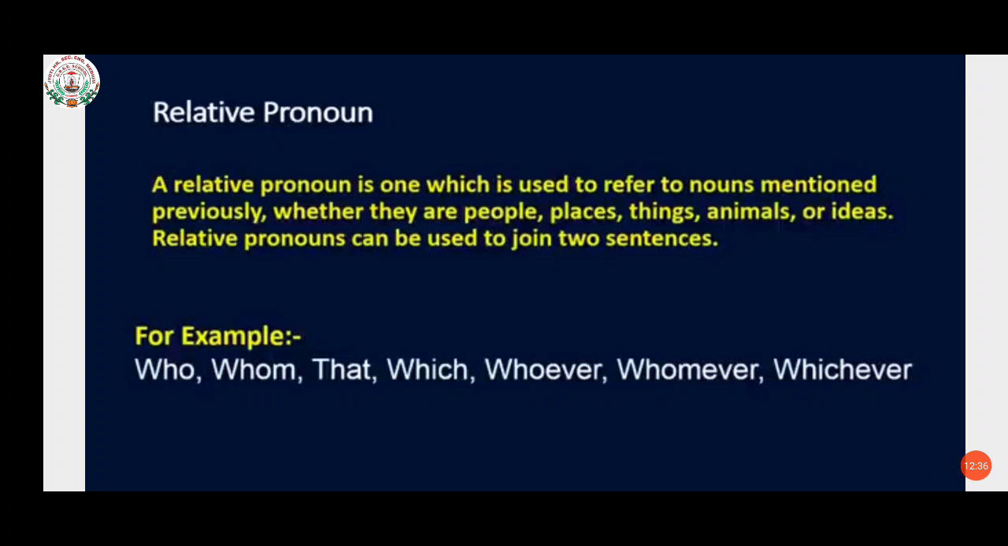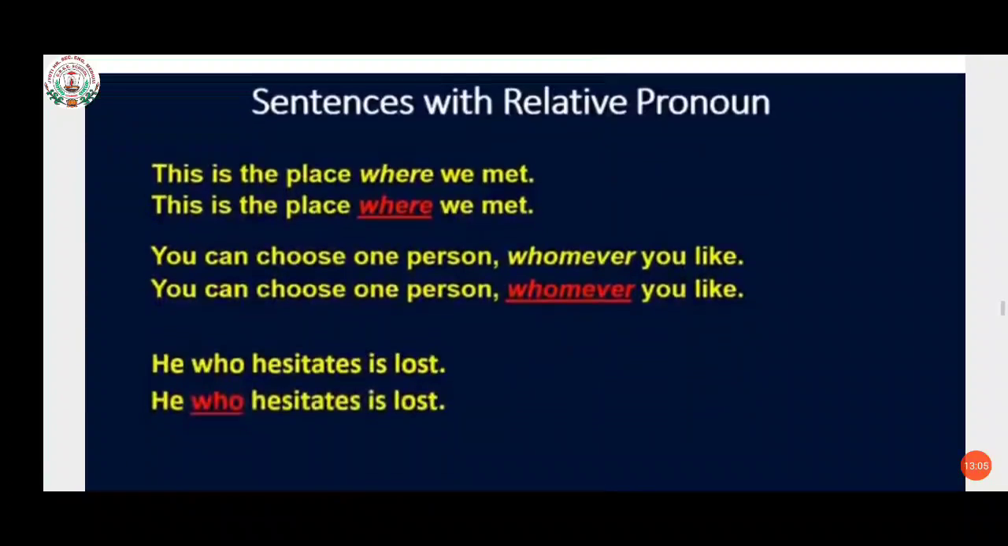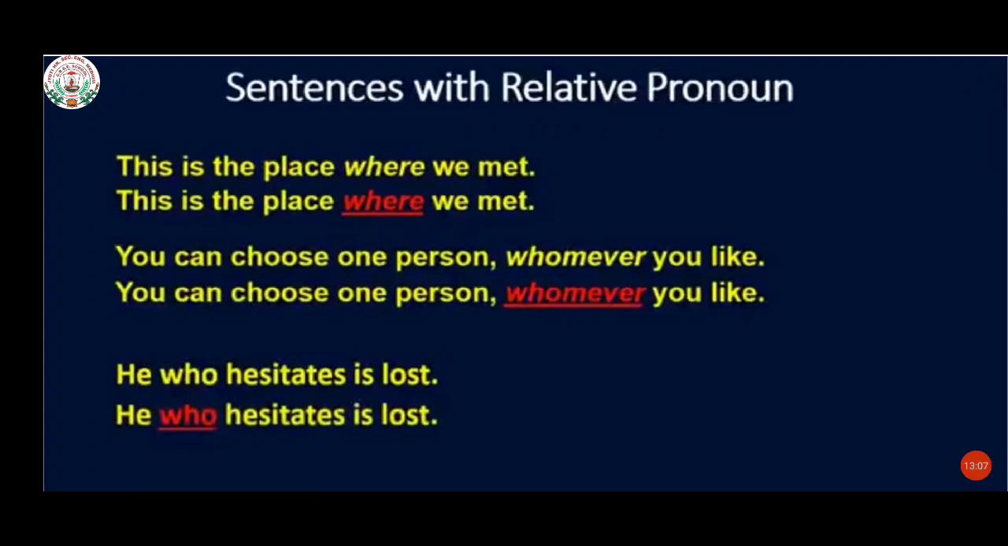They are called relative pronouns because they always relate back to something or someone else, as given here, nouns mentioned previously. We will see examples of this. Examples here are who, whom, that, which, whoever, whomever, and whichever. Now see the sentences. This is the place where we met. So where we are using over here is a relative pronoun. Likewise, you can see the second sentence and also the third one.